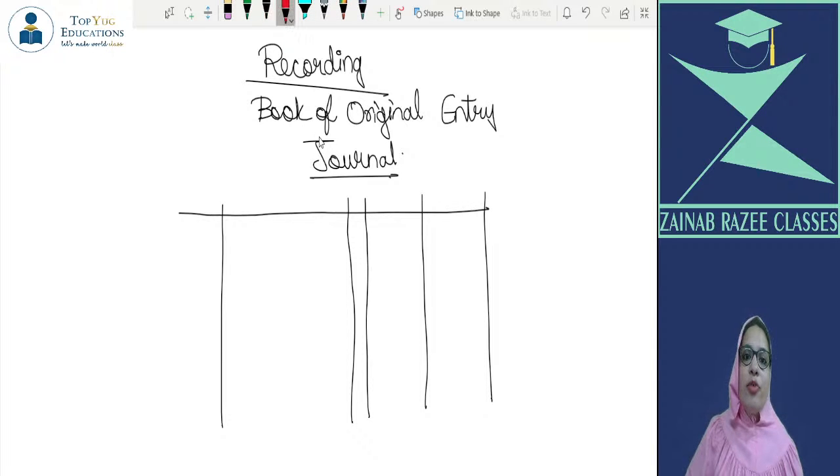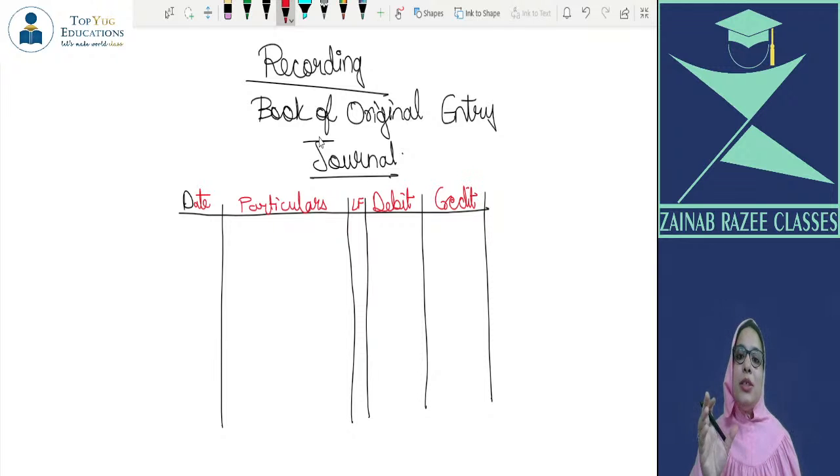Okay, this is the format. Date, particulars, LF. Now what is LF? I'll come to that point. Debit and credit. See, how we record in a journal, there is a proper format, and this is the format.